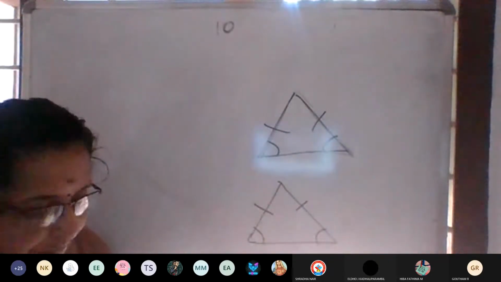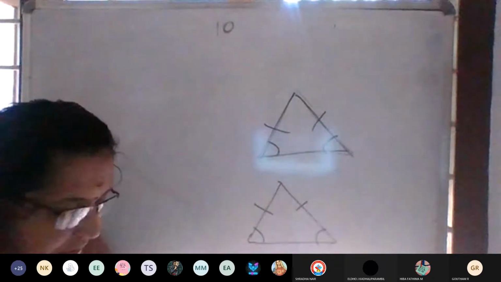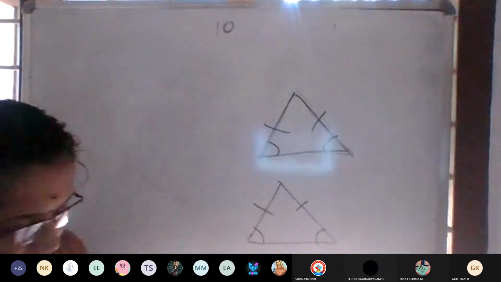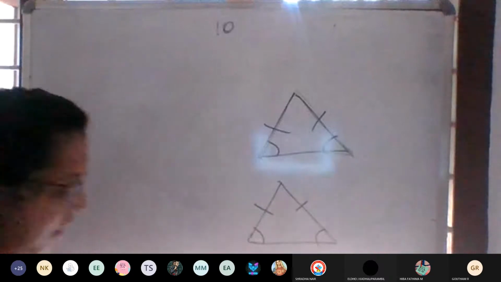Then exercise 10A. The figure alongside: AB is equal to AC, angle A is equal to 48 degree and angle ACD is equal to 18 degree. Show that BC is equal to CD.